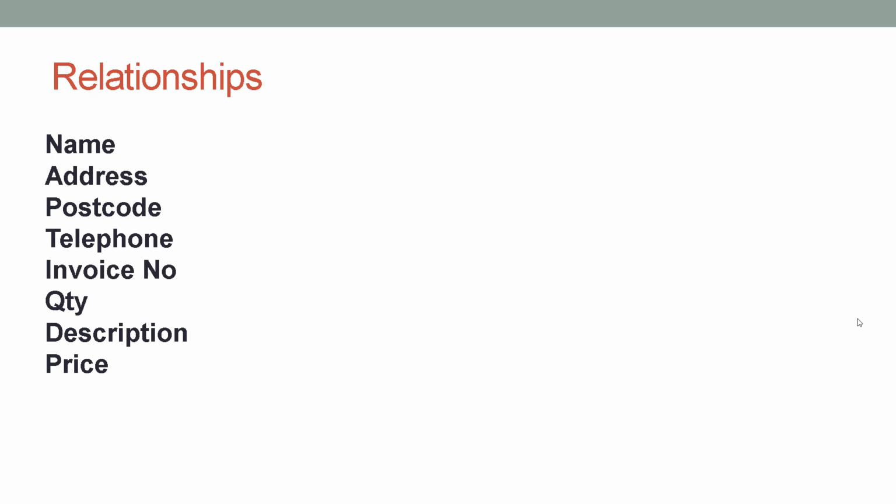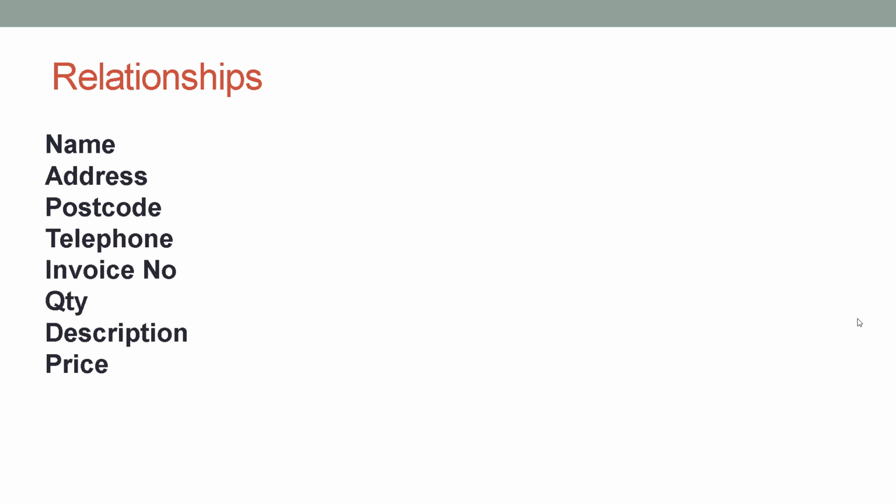Now the relationships, if we look at an example, when you're planning a database, you make a list of all the fields that you want to have in your overall database. And we've got an example here. Maybe you sell products, and so you want to keep a list of your customer's name, address, their phone number, the invoice number, what quantity they purchased, the description and the price.